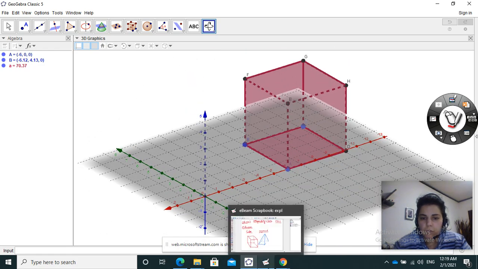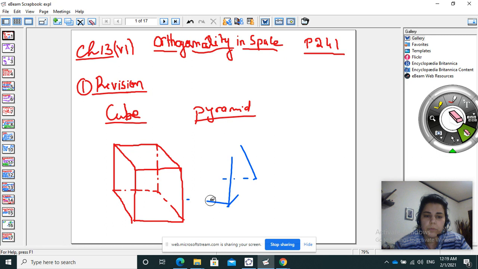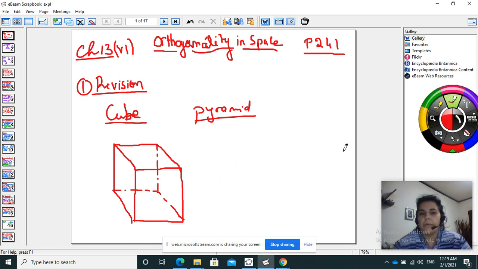Okay, I'll go back to the explanation. Now the pyramid, the base is a square. Also, when we are drawing, you don't really draw a square. No, when you want to draw, you draw a parallelogram. But when we are proving, I prove by using that it's a square.